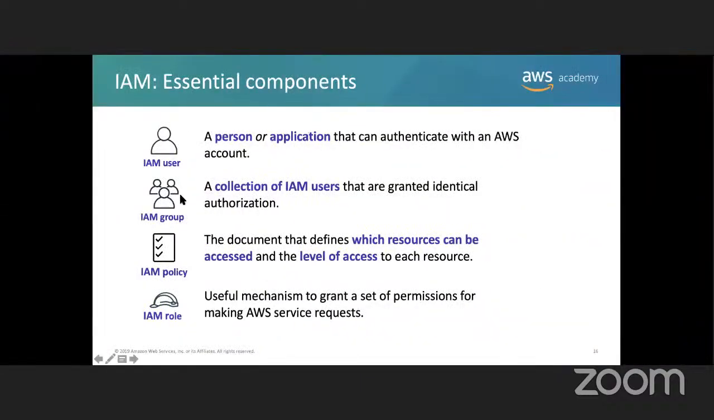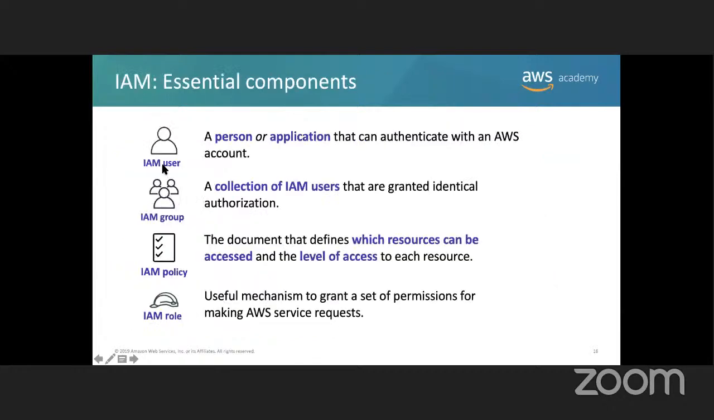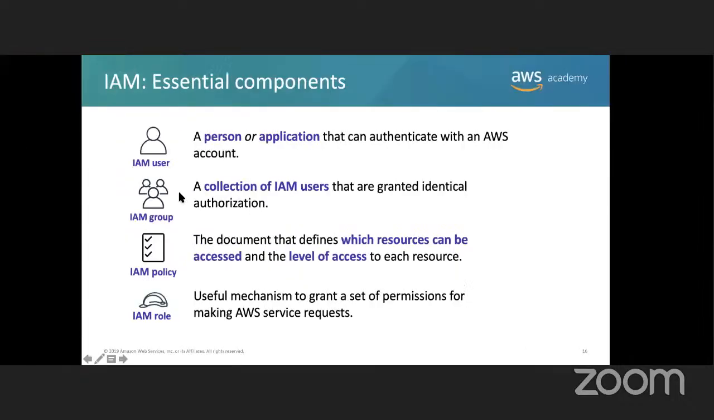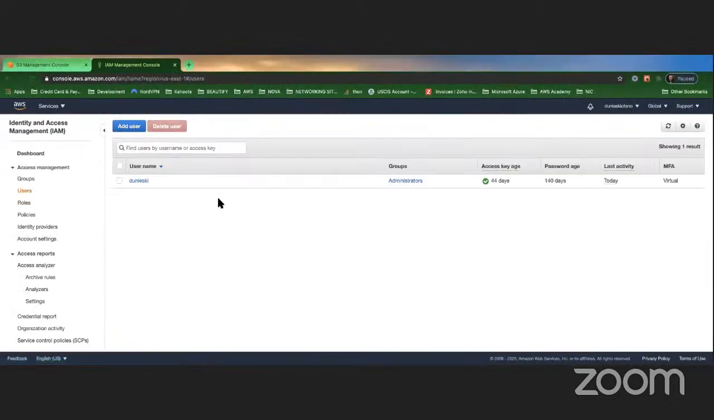Okay. What is a group? Well, a group is a collection of users. This IAM users here, the collection of them is a group, okay? And all of them will be granted the same credentials, the same authorization. Why? Because you create the users and you put the users in the same group, okay?